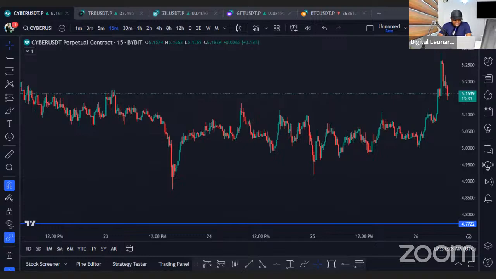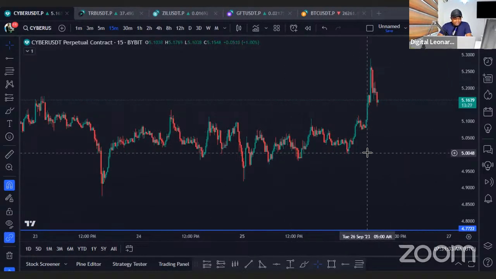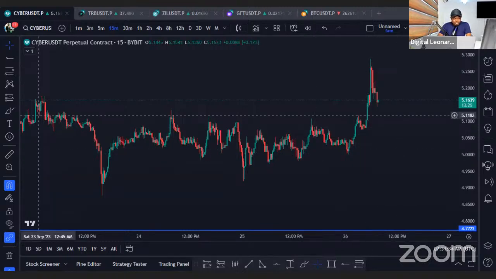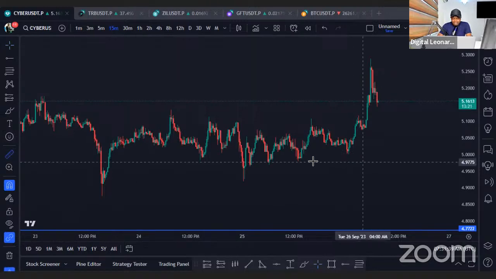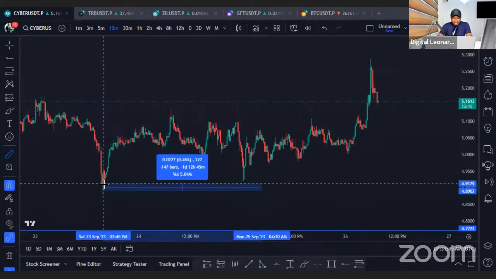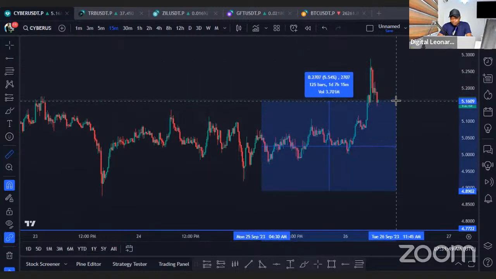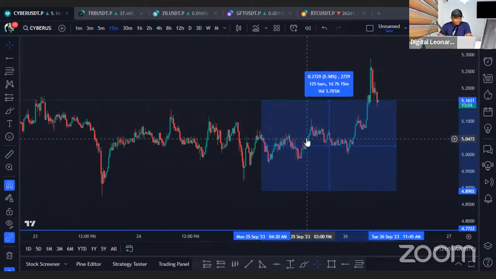Okay, it got triggered. Oh, congratulations. If it got triggered at that 4.89, you're already in profit. From 4.89 to the current price right now, that is 5.5% up already.